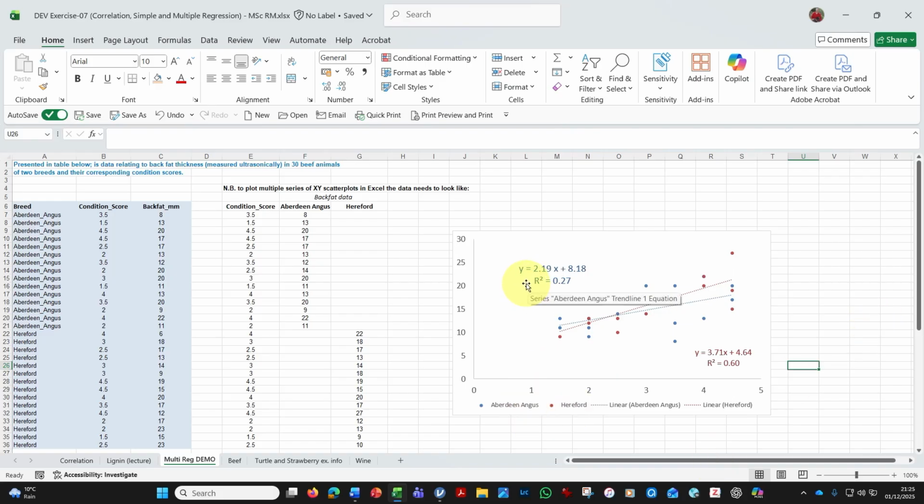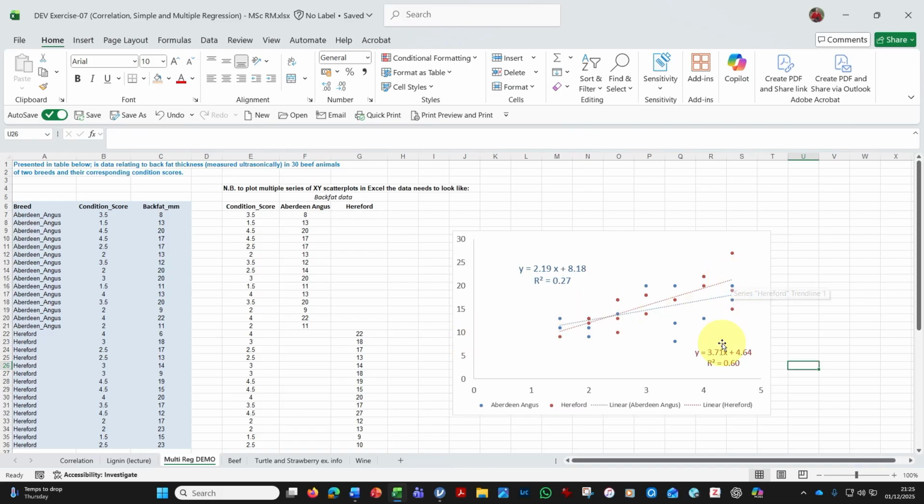and my line, if I just take the Aberdeen Angus one, is y equals 2.19, that is the gradient of the line. So 2.19 times the x value. So if the x was 2, then the value here would be 2 times 2.19, which would be 4.38. And then I add 8.18, that's the constant, also known as the intercept. That is where the blue line, if I continue that blue line down, it will cut this axis at 8.18.